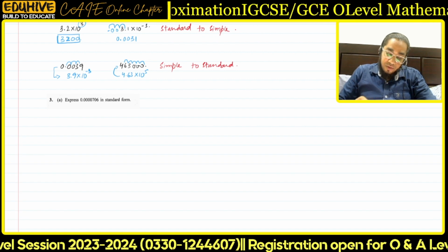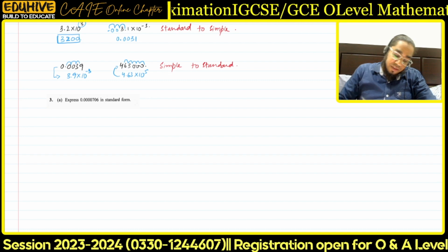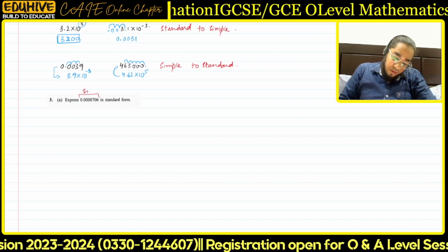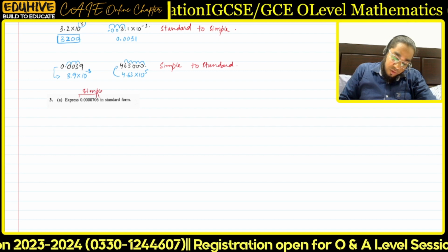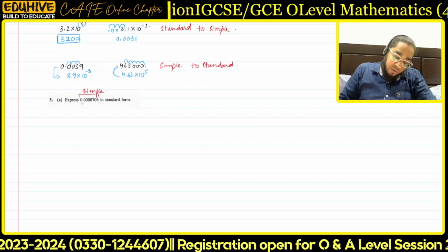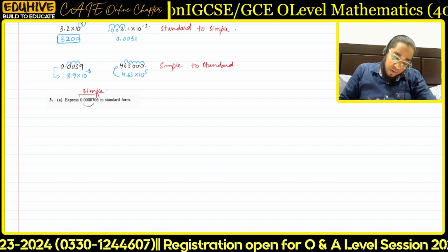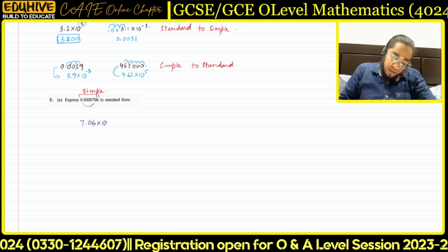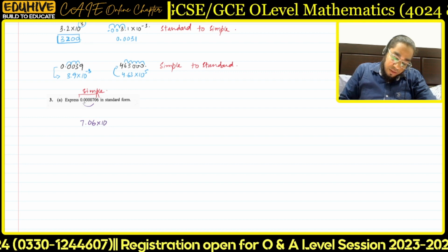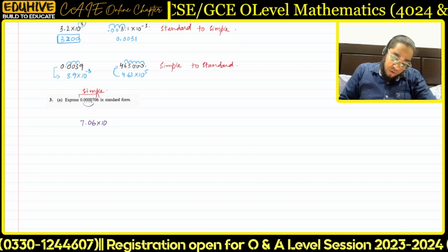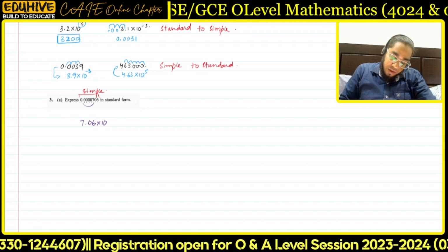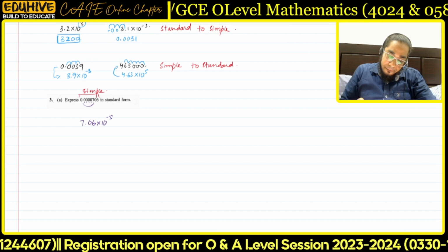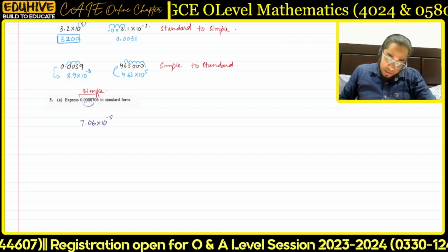0.00000706 in a standard form. So we have to write this number in a standard form. So it means that this is the simple form and we are moving to the standard form. So I have to jump the point to the first non-zero value. That's going to be 7.06 into 10 raised to the power what? I would jump the point 1, 2, 3, 4, 5. That's going to be minus 5. Okay.